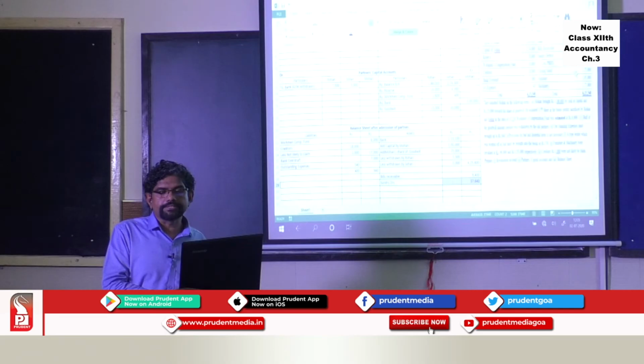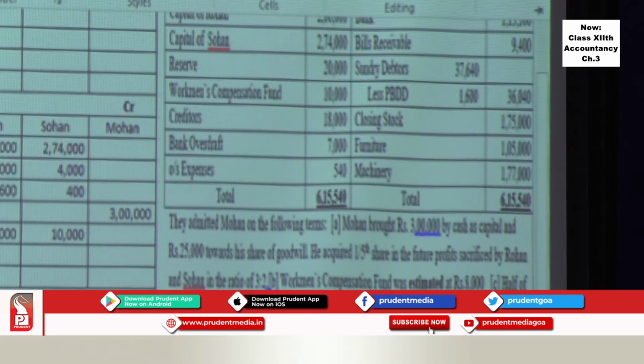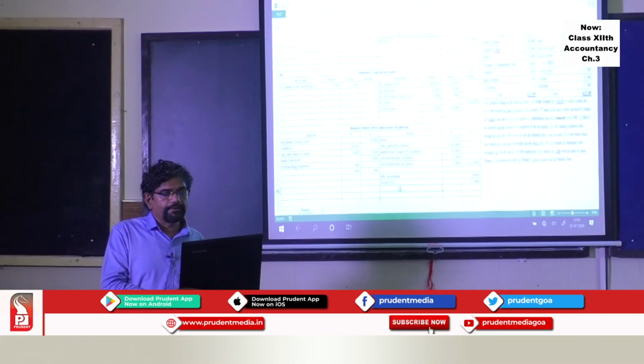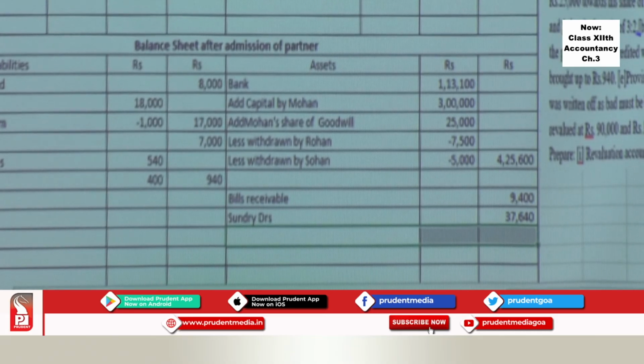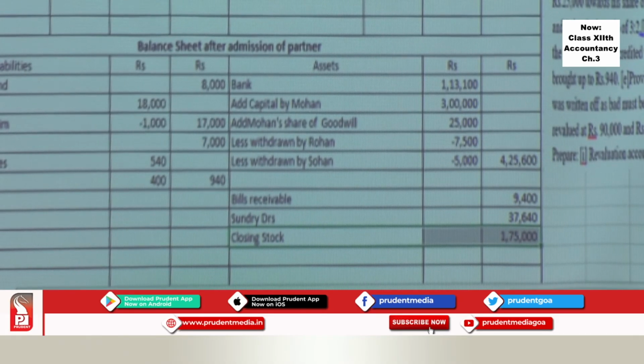Yes, now let us go to the closing stock, furniture, machinery. Closing stock, there is no adjustment regarding closing stock here. Very good. So we will just copy closing stock in the balance sheet. On the asset side, it is an asset, so just copy it on the asset side. The same amount, 1,75,000, will appear.